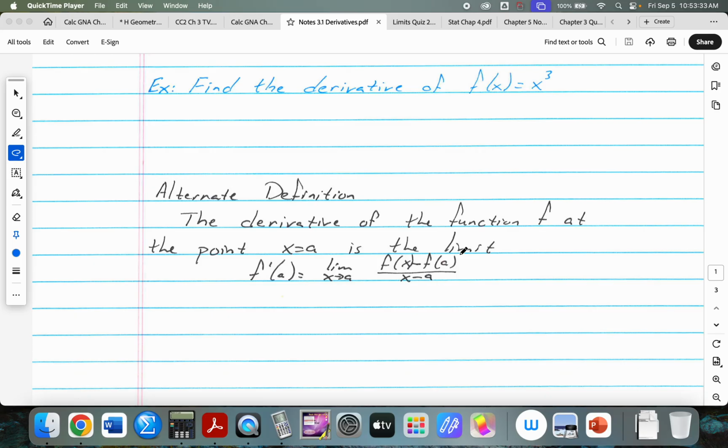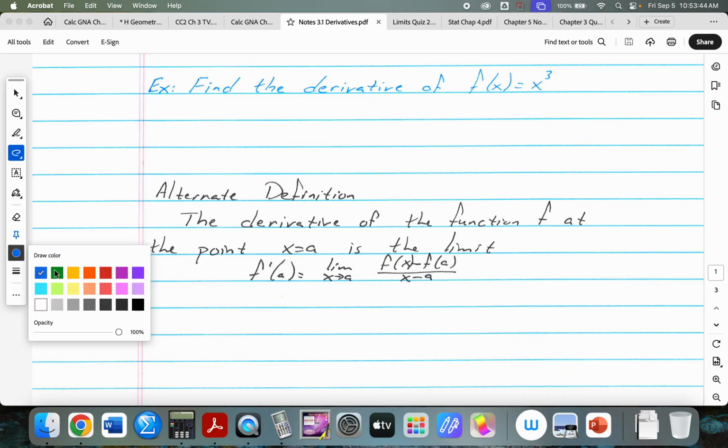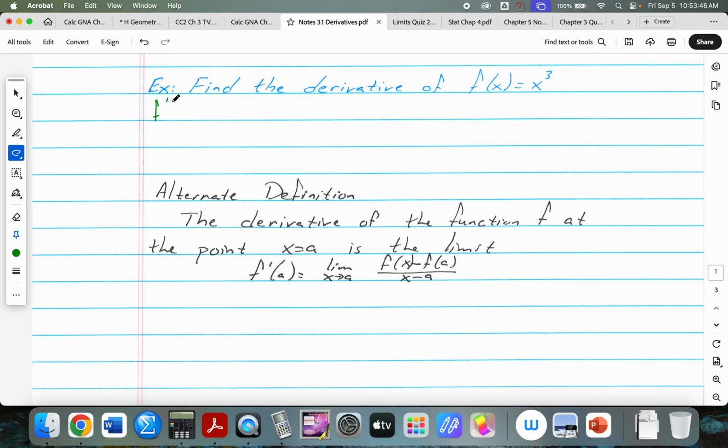New goal in life. All right, so let's find the derivative of f of x equals x cubed. When we do that, f prime of x will be the limit as h goes to 0 of f of x plus h, so that'll be x plus h quantity cubed, minus f of x, x cubed, all over h.